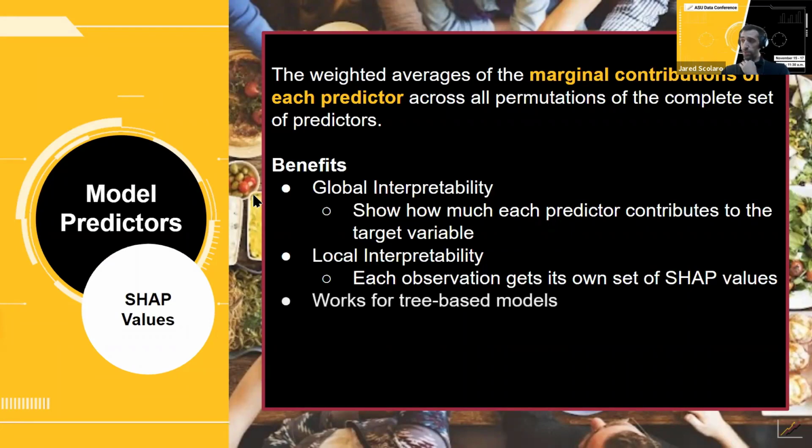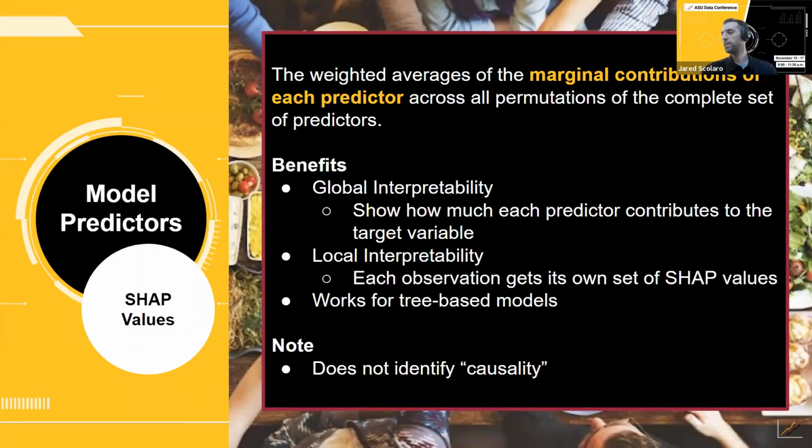Also, a big benefit is it works for tree-based models, which sometimes can be a little bit less interpretable than linear regression models. So that's a great benefit, because we really do want to have interpretable results so that they can be actionable. That's why using the SHAP values to pull out that interpretability is really helpful. And again, just to comment as always, SHAP does not identify causality, but it still tells us which features are more predictive than others.